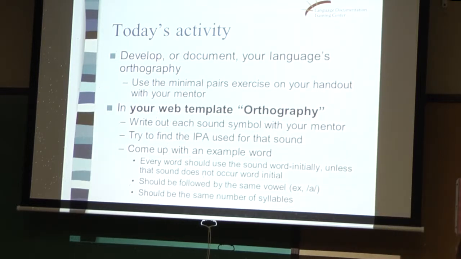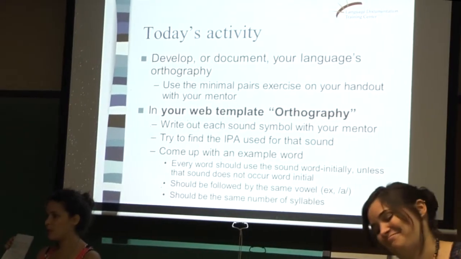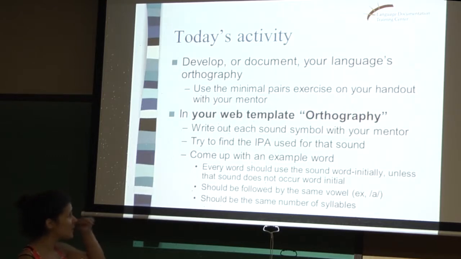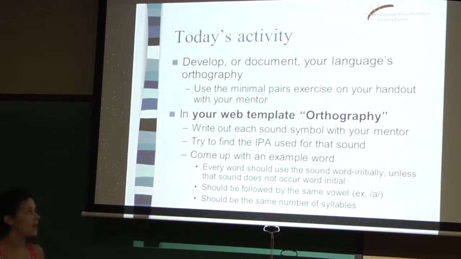So all the participants, you have your handout, which has two activities, a minimal pairs exercise to do with your mentors together, just to get a feel for how sounds work and how you can change them and change the meaning of the entire word. And then you're going to be working on your web template, which is entitled Orthography. How fitting. So if you have a working orthography, you're going to document it today with your mentor. What you want to do is write out each sound symbol you have, but your orthography might be different. And then you want to try to find the IPA symbol used for that sound.